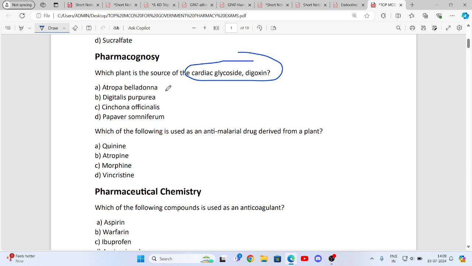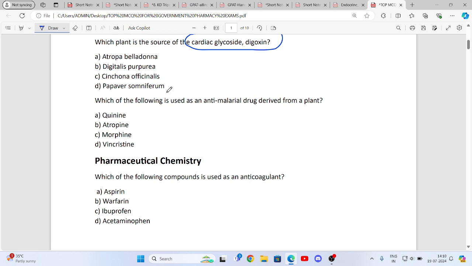Atropa belladonna is a source of atropine. Cinchona officinalis is a source of quinine and quinidine, which have anti-malarial and anti-arrhythmic activity respectively. And Papaver somniferum, which is also not the right answer. So yes, over here, right option will be B.